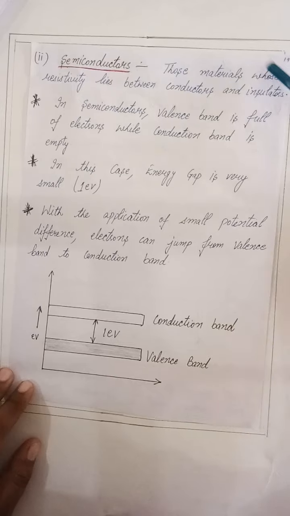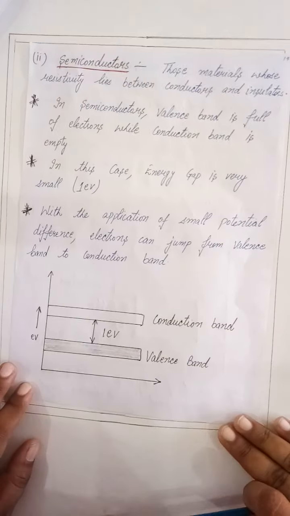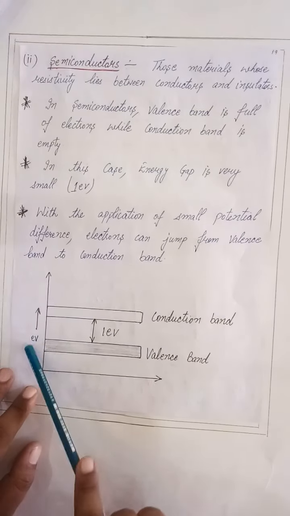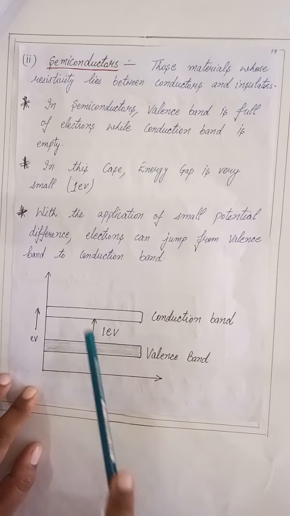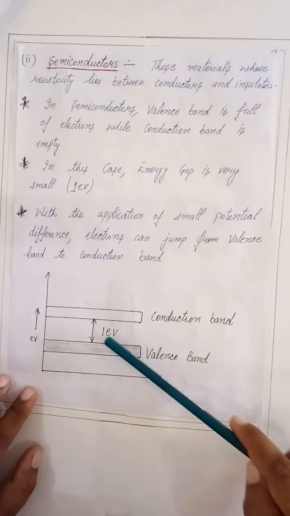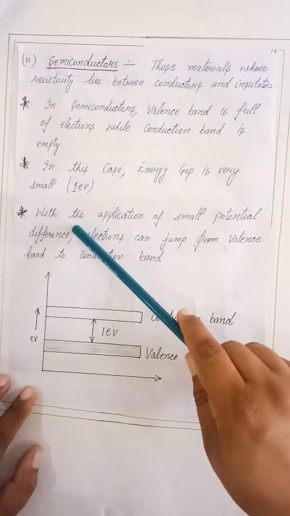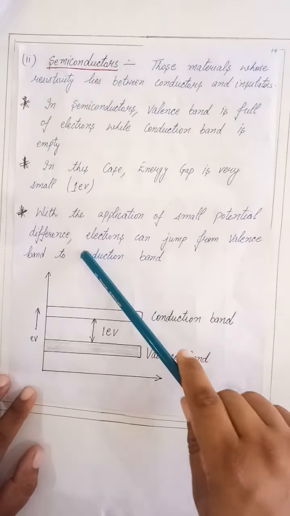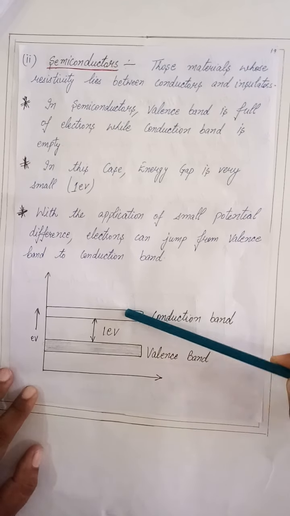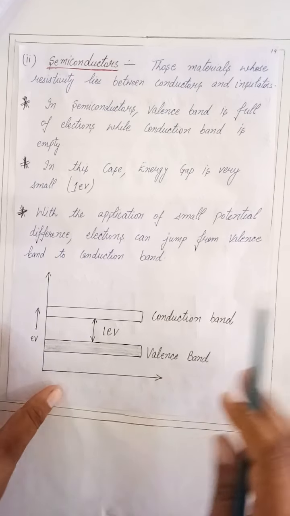Now the second type is semiconductors. Those materials whose resistivity lies between conductors and insulators. In the semiconductor, valence band is full of electrons while the conduction band is empty. In this case, energy gap is very small, approximate value 1 electron volt. With the application of small potential difference, the electrons can jump from valence band to conduction band. So this gap has the value of 1 electron volt.